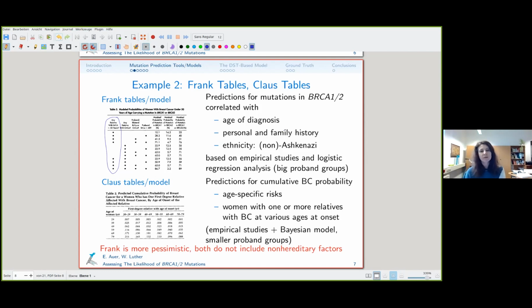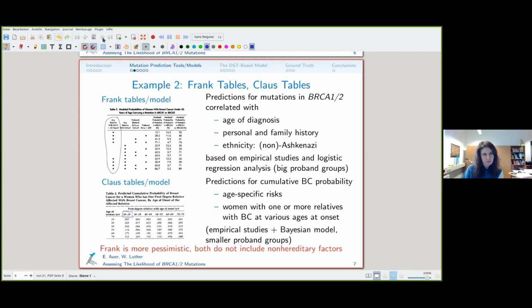This is a method based on empirical studies and logistic regression analysis, with somewhat bigger problem groups in comparison to this study, which predicts the cumulative breast cancer probability, also correlated with the family history, but a little bit more differentiated with respect to age. Here we just have less than 50 years of age; here we have 20 to 30, and so on. This principle is also based on empirical studies plus the use of a Bayesian model, but with smaller problem groups. Both of those tools do not include non-hereditary factors.